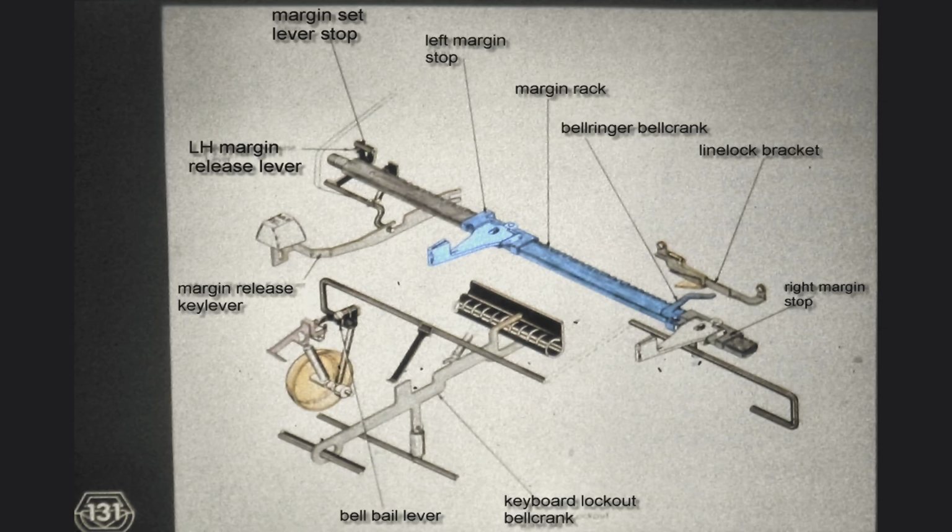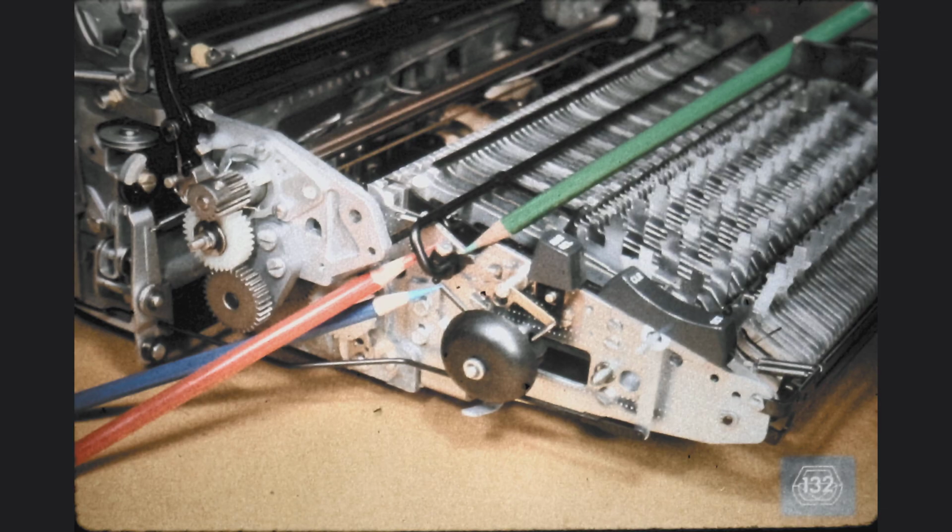The rotation of the bell ringer bail is controlled by the bell ringer bell crank, shown in blue in this frame. When the carrier moves into the right margin, the first step of the line lock bracket rotates the bell crank and the bail so as to ring the bell and alert the operator. With a second step on the line lock bracket, the keyboard lockout lever, or dummy interposer, is pressed down into the compensator tube so as to lock out the character keys on the keyboard once the carrier reaches the right-hand margin.